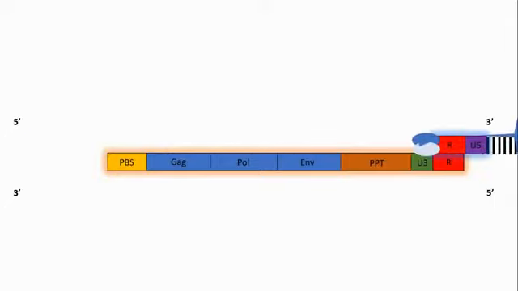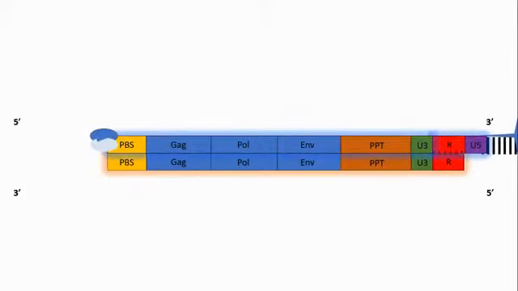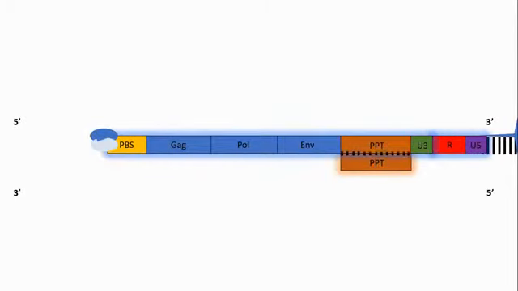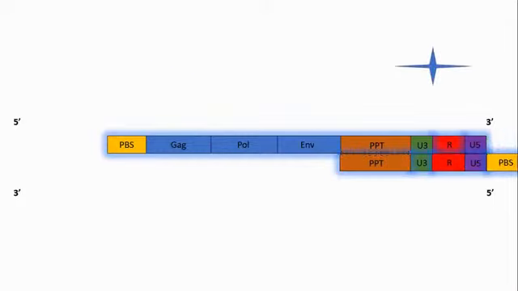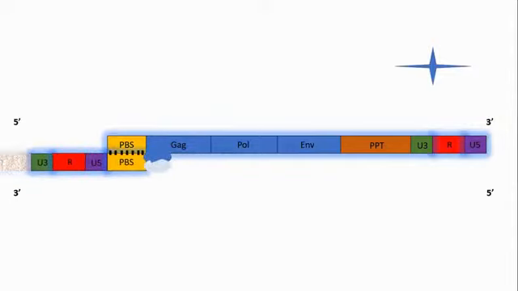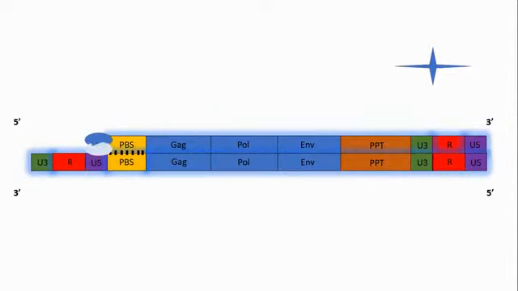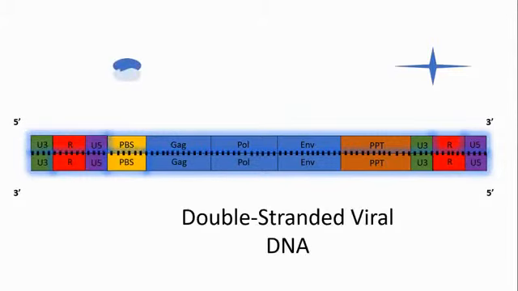So just watch as the strands reshuffle around and get degraded. Now both strands are extended. And now you have a full double-stranded viral DNA.